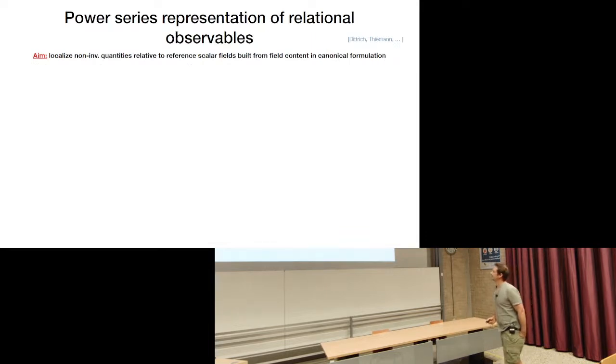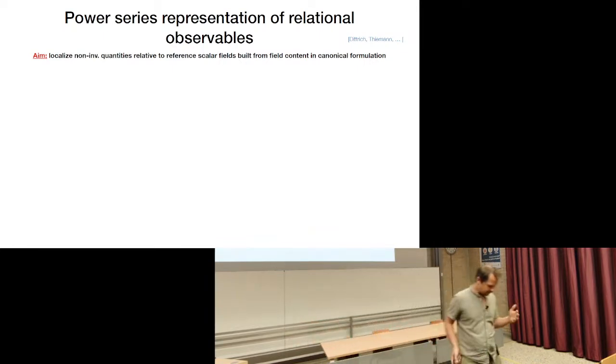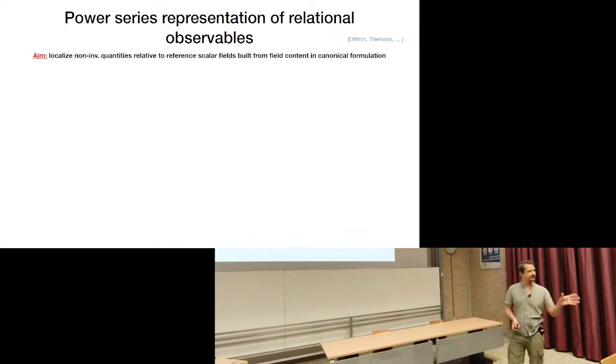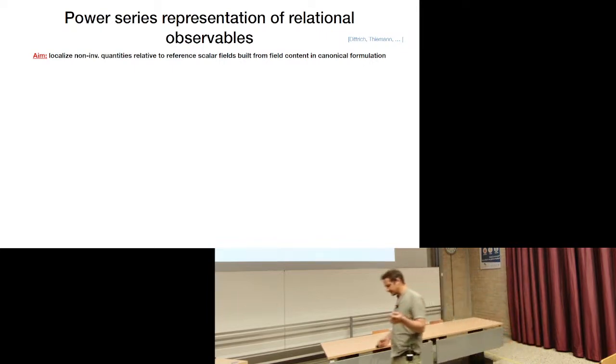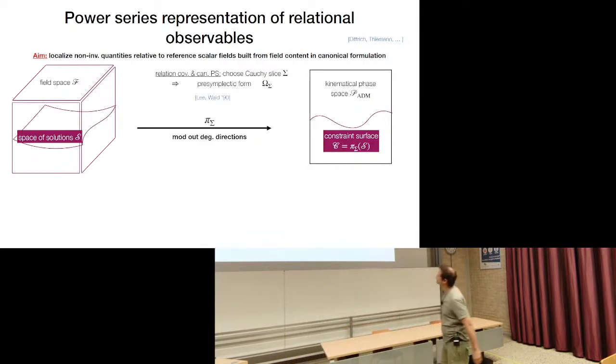Now, maybe as a last topic, let's go to the canonical formulation of relational observables, and this is now a lot more tricky, the relation to the covariant formulations. So here, the idea is to use, in the canonical, basically the ADM phase space, some reference scalar fields to localize other dynamical degrees of freedom. And so this hinges really on the relation between the covariant phase space and the canonical phase space. And that's not a completely obvious relation. It was discussed by Lee and Wald in a nice paper.